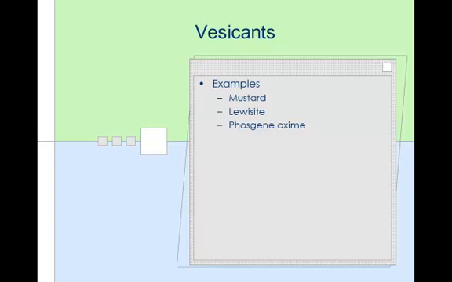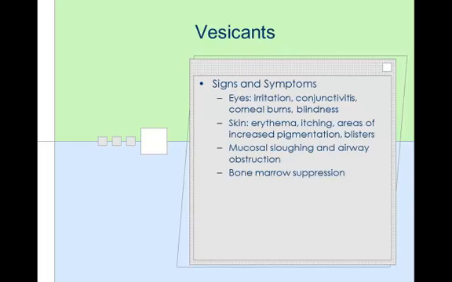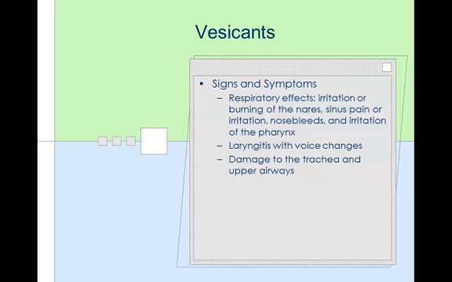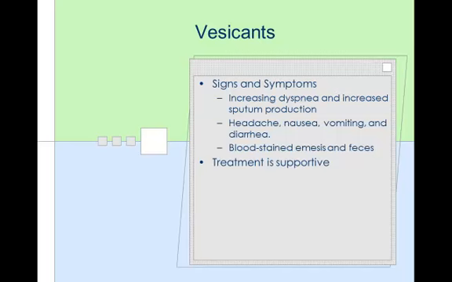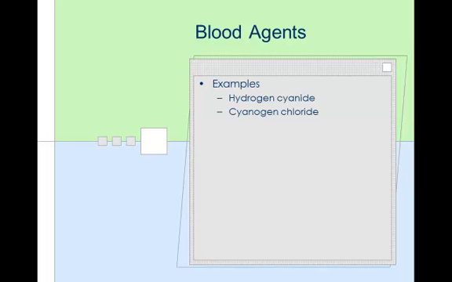Phosgene is a colorless gas, and it's normally used in chemical manufacturing. So there's things that we use every day that can be used as agents. The vesicants cause eye irritation, skin erythema, blisters, mucosal sloughing, and airway obstruction, and they can cause bone marrow suppression. So what happens if your bone marrow is suppressed? There's your symptoms. Treatment is supportive. That's about the only thing you can do.